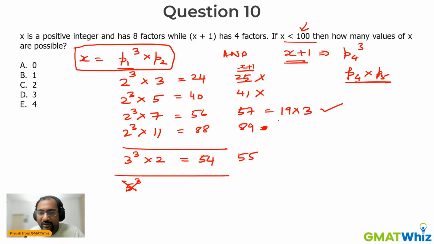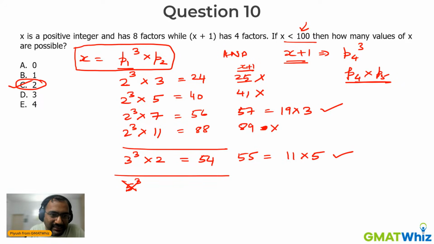It cannot be written in any of the other forms. It doesn't work either. 55 can be written as 11 into 5. So this also works. So there are two values of x which work, which is 88 and 54. And hence my answer is 2.